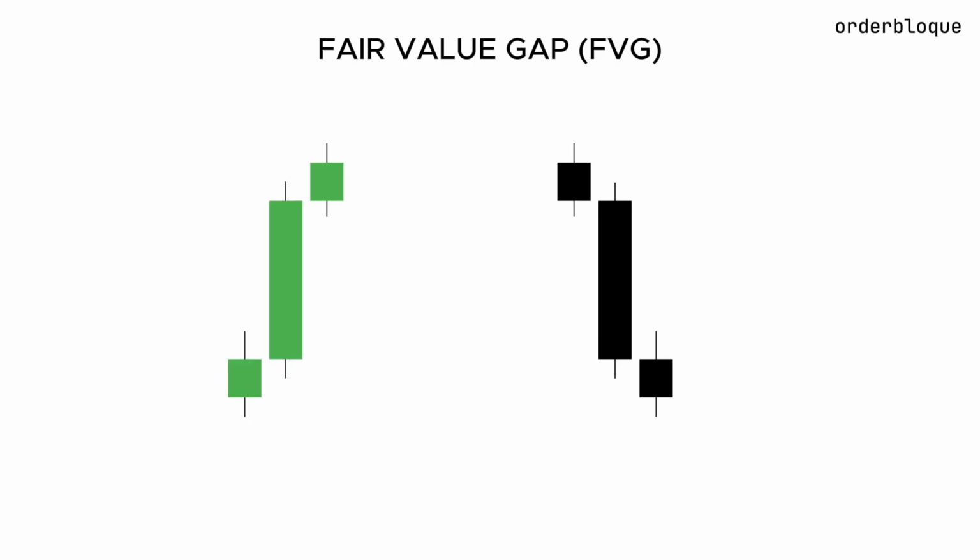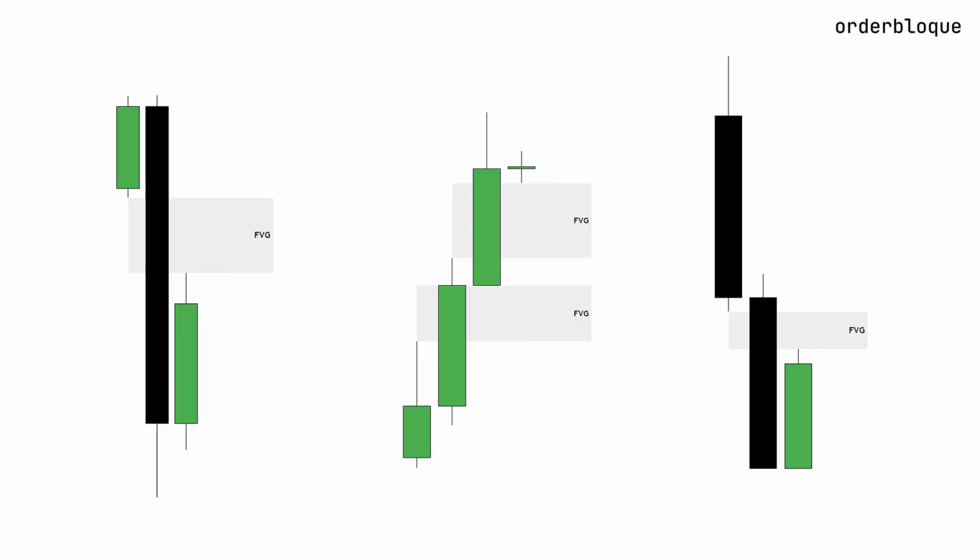Third, there's the fair value gap. It consists of 3 candles, where the shadows of the first and third candles do not overlap each other in both bullish and bearish variants. Here are examples from real charts.